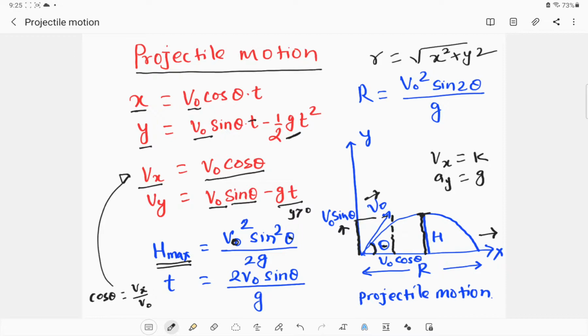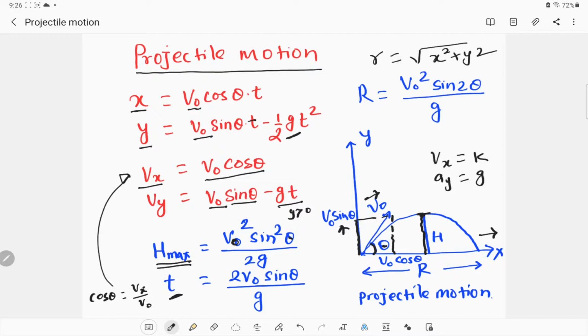Second important thing is how much time the projectile will remain in the air, that we call time of flight. The time from launching of the projectile to landing back on the ground, that is the time period. So time of flight is denoted by T and given by 2 v naught sine theta divided by g, right? So this is another thing.